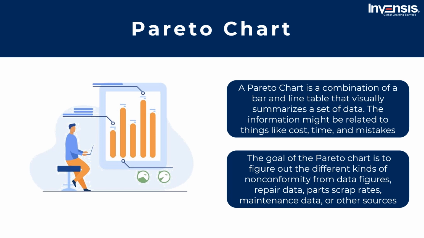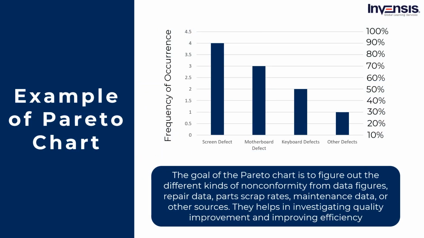The aggregate proportion of the total number of situations is shown on the right vertical axis. Here is a simple example of a Pareto chart showing the defects in a part of the laptop. On the left side, there is the frequency of occurrence, or how frequently the parts have defected, and on the right side, the percentage of defective parts is shown. So, here in the example, we can see the different types of laptop defects and what percentage of them are defective.